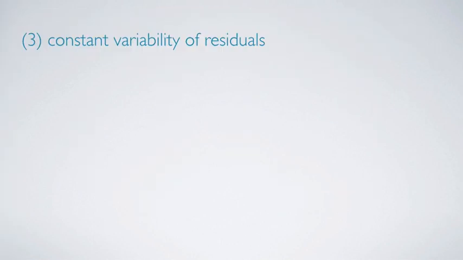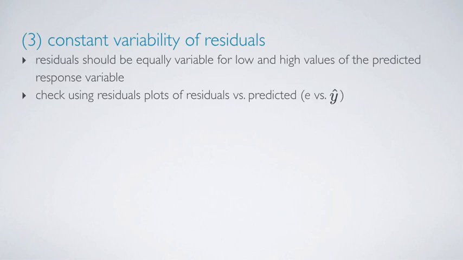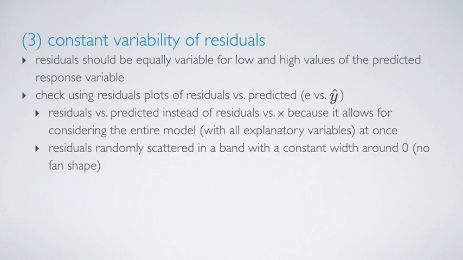The next condition is constant variability of residuals. We want our residuals to be equally variable for low and high values of the predicted response variable. So we check the residuals plot of residuals versus the predicted values, that's e versus our y hat, and note that we're using residuals versus predicted instead of residuals versus x because it allows for considering the entire model with all explanatory variables at once. We want our residuals to be randomly scattered in a band with a constant width around 0. So in other words, we're looking to see nothing that resembles a fan shape.